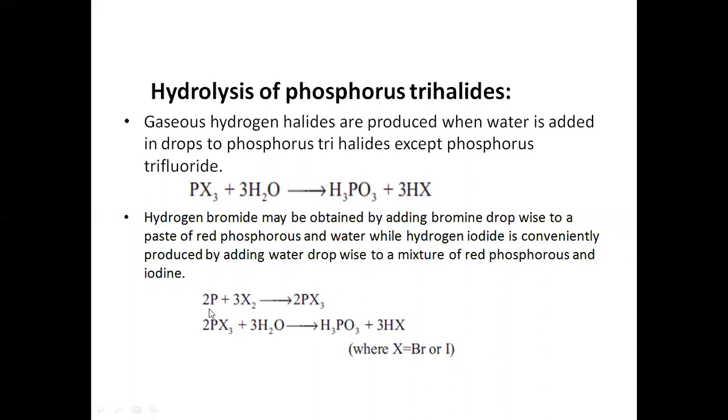First we mix the halogen with the phosphorus and we get the phosphorus trihalide. Again, this phosphorus trihalide we mix with water and we get phosphoric acid and the hydrogen halide. Here HX refers to the hydrogen halide, and X refers to bromine or iodine.